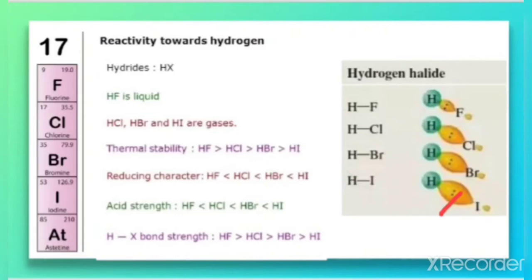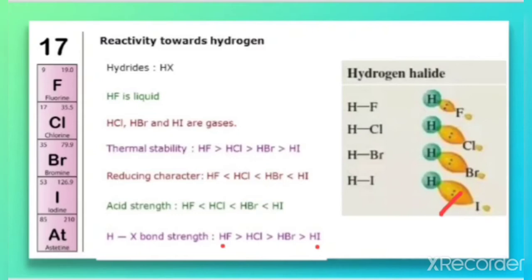So we can say that the bond strength is weakest in the case of HI and greatest in the case of HF. This can be explained on the basis of size. Difference in the size makes the bond length differ, so the bond strength differs.